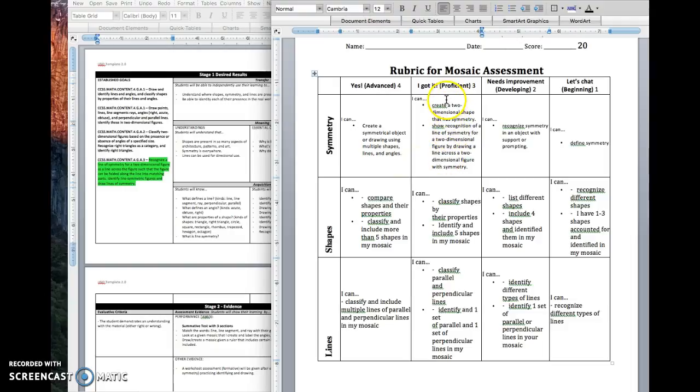So I would take the standard and actually try to use the language of the standard, just tweaking it a little bit so that it makes sense for the kids, so that it doesn't contain any unnecessary information, and have that be your proficient level. And then you're going to go back down one. And what you're going to realize sometimes with the lower grades is that you're already low enough on the taxonomy that moving down and moving down and moving down, there's not much room left. So sometimes what I suggested maybe she do here is recognize symmetry in an object with support or prompting.